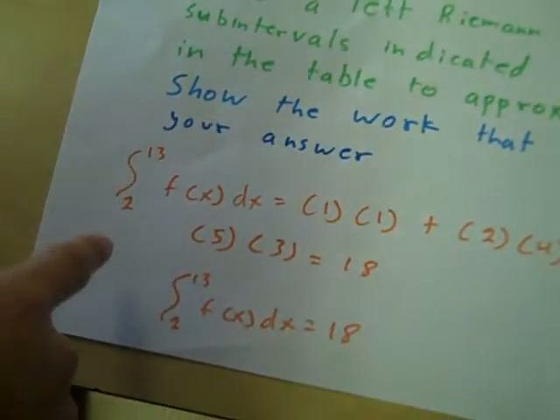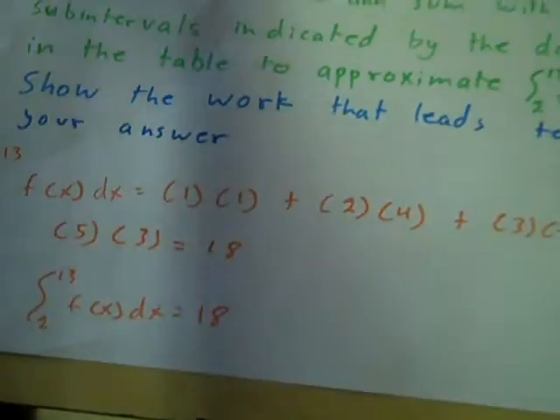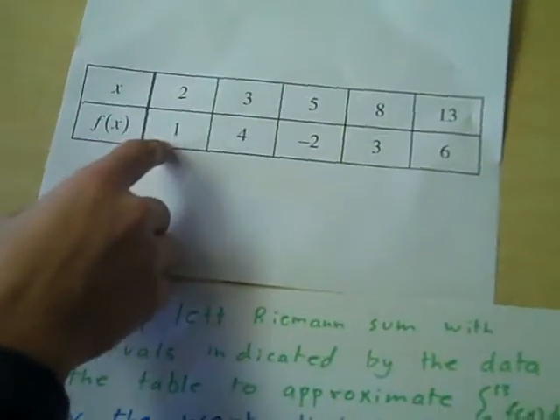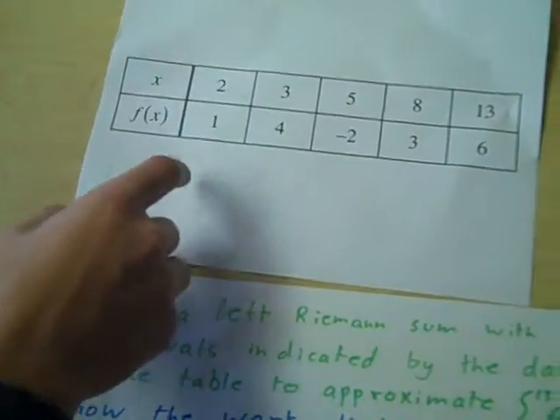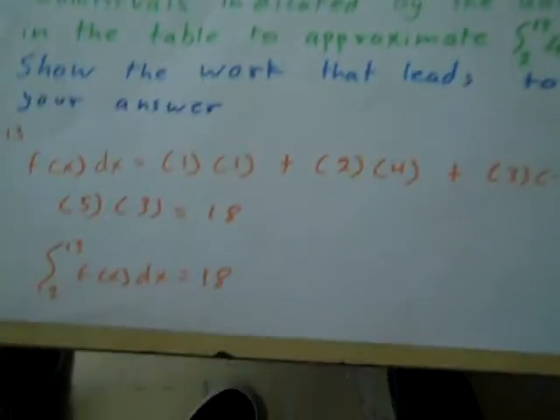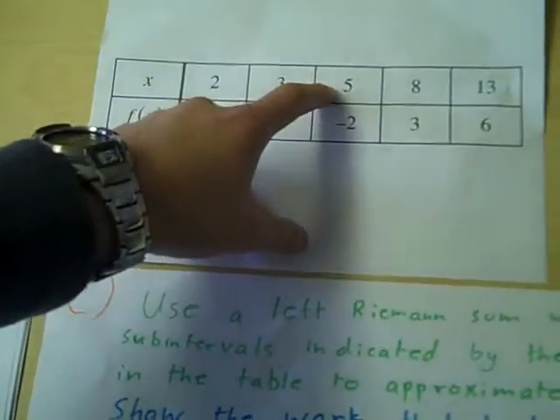So for the integral from 2 to 13 of f of x dx, you would need to find the distance between 2 and 3 and the value of f of x. In this case, the distance between 3 and 2 would be 1, times f of 2. Since you're using left Riemann sums, you would ignore 13 because there is no value to the right. Same for 3 and 5.